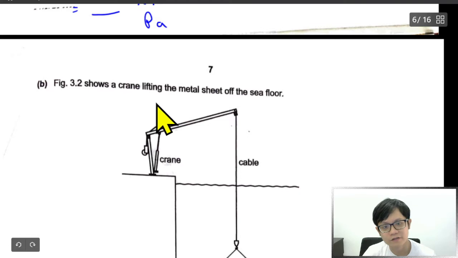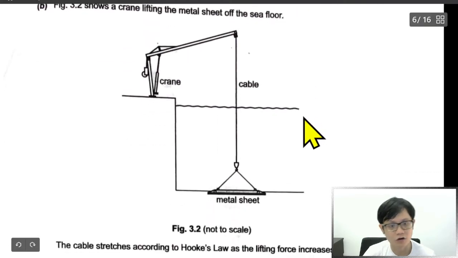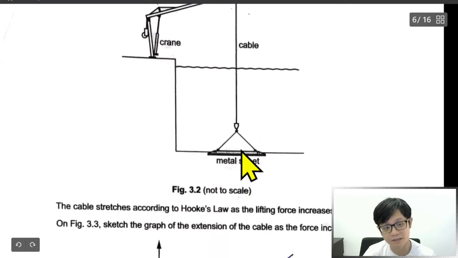Show a crane lifting the metal sheet from the sea floor. So what does this mean? What, Archimedes or what is it? Lighter? I don't know. Is it? I mean the metal sheet will be lighter, right?